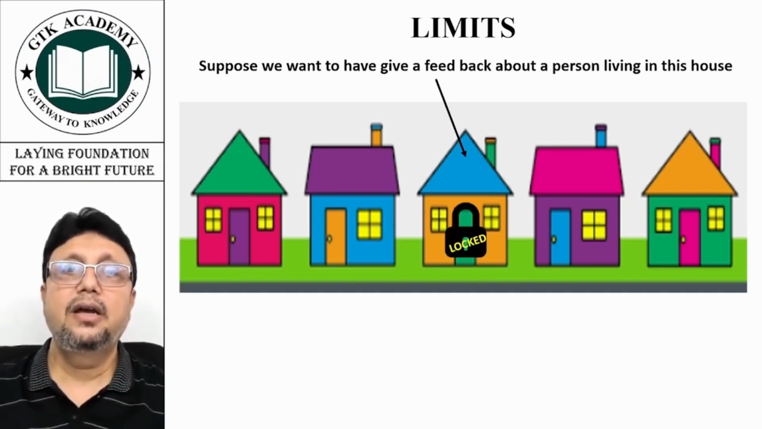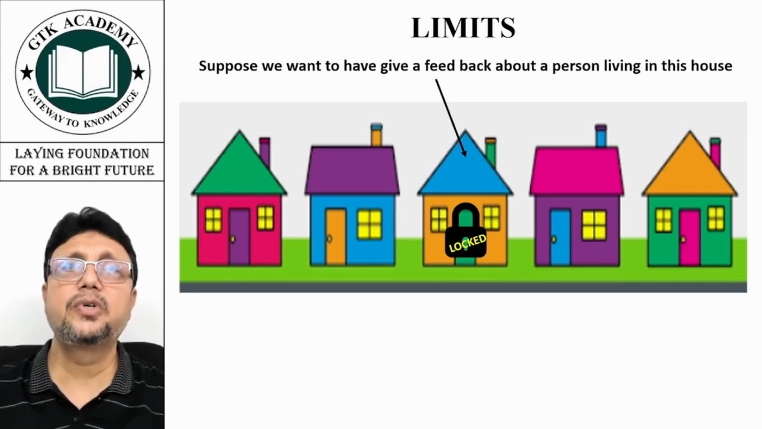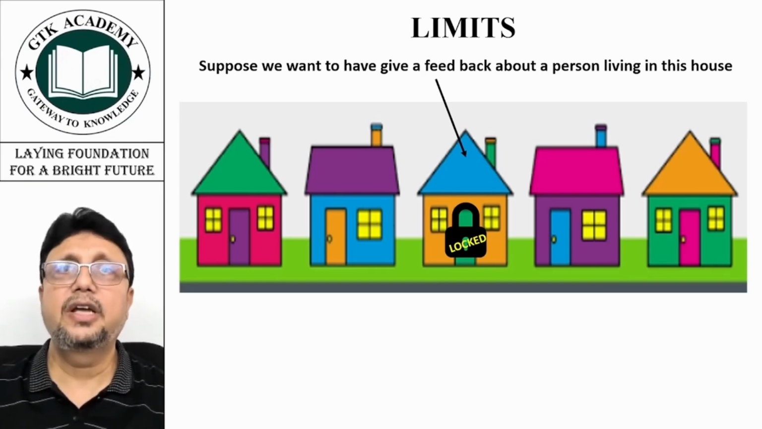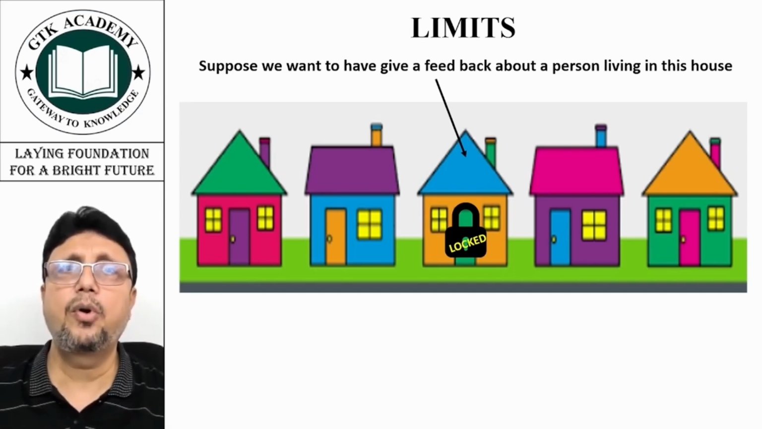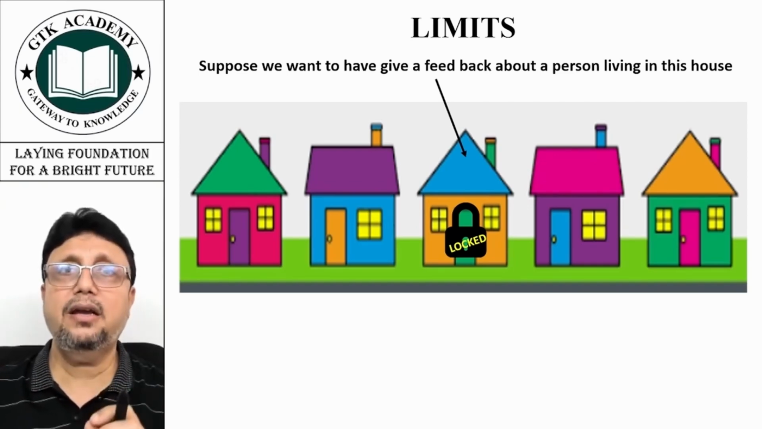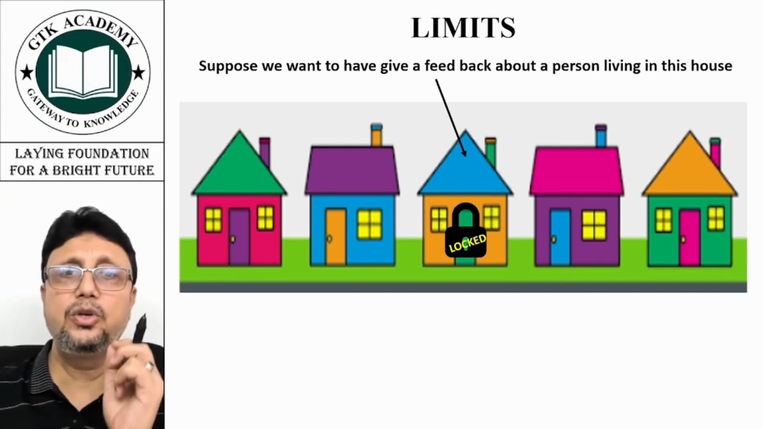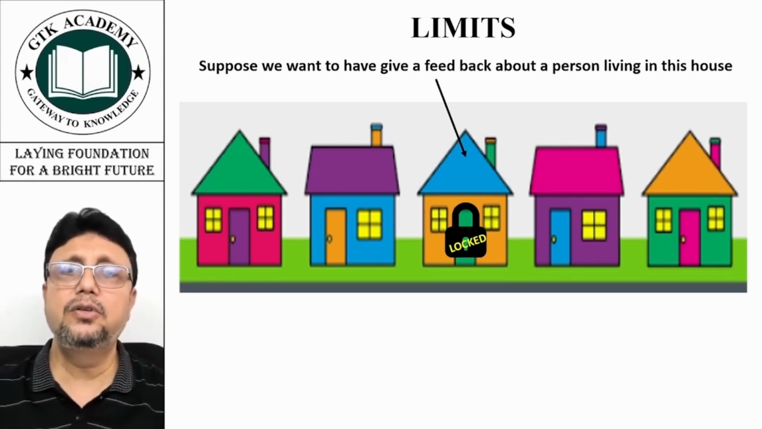But if the house is locked and nobody knows where this person is, whether he is going to come today, after 10 days, after 1 month, or after a year, nobody has any clue about it, so it's not certain that he is going to come. But feedback is very essential on that very particular day. You need to give feedback, and you are told that today he is not going to come.